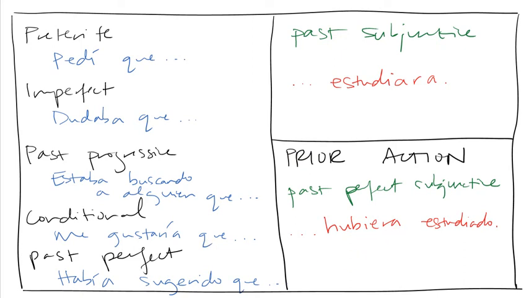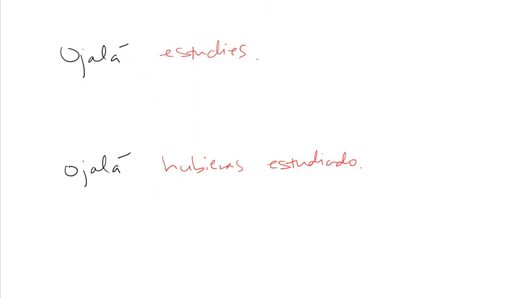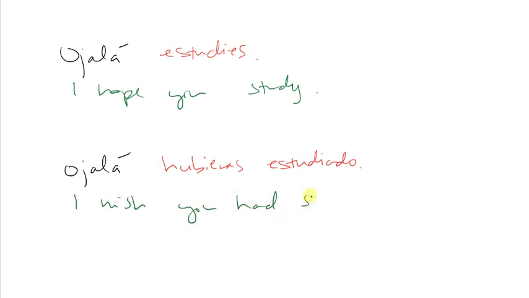Okay, and then just a random note about ojalá. Ojalá can be used with any of the subjunctive tenses. It doesn't matter which. So ojalá estudies would be I hope you study. And ojalá hubieras estudiado is going to mean I wish you had studied. So ojalá can be used with any tense of the subjunctive. It just means something a little bit different. So it could mean I hope, or I wish, or hopefully, depending on what tense of the subjunctive you use. But really you can use it with any of them.